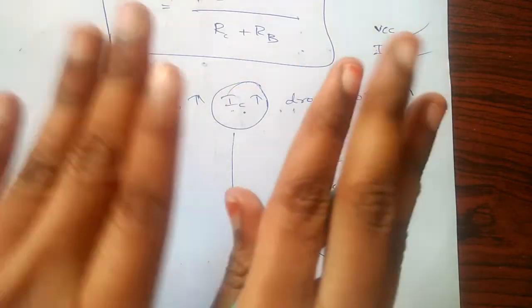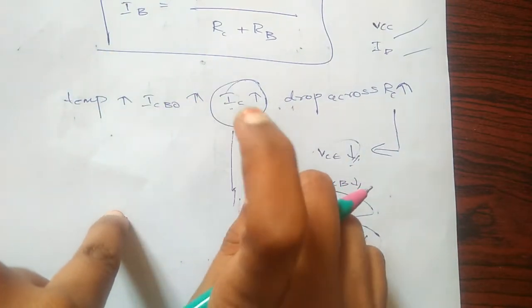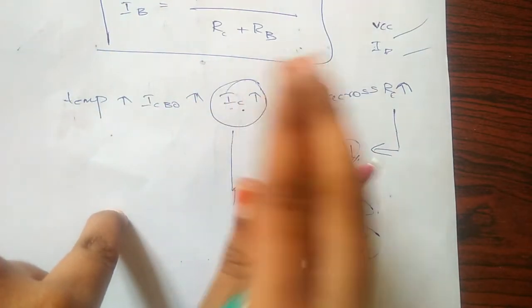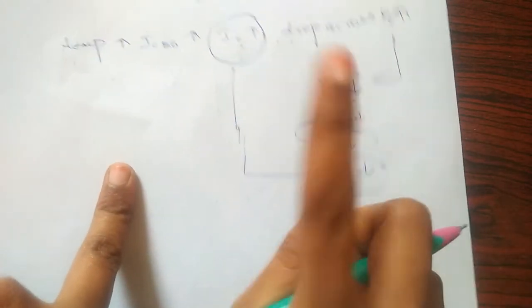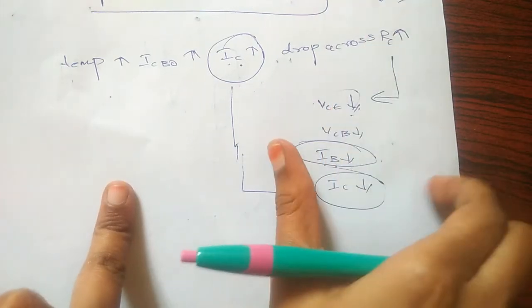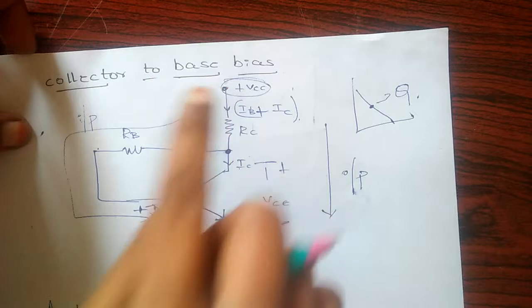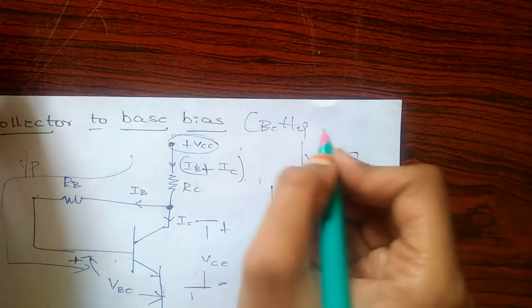So it is having some stability. If the temperature is increasing, leakage current is increasing, then IC will increase, but it will also decrease by the same amount by following these steps. So it is said that it has better stability. It is having better, not best, but better stability.